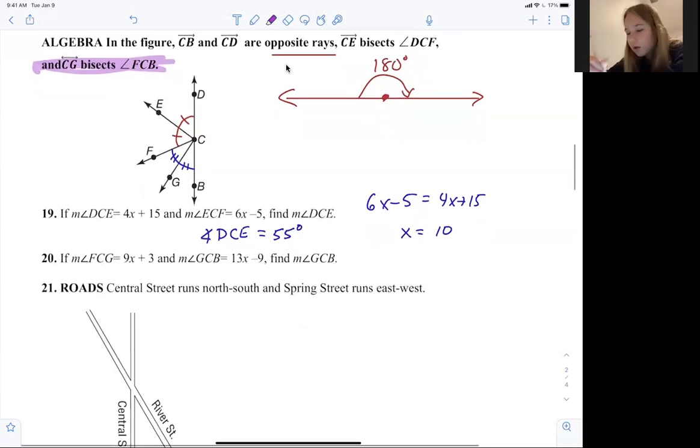So let's look at FCG and GCB. That's kind of the same thing. All right, let's move on.